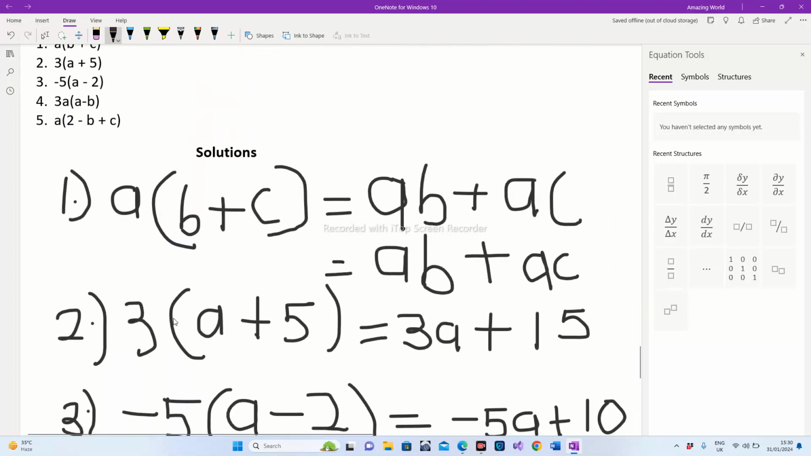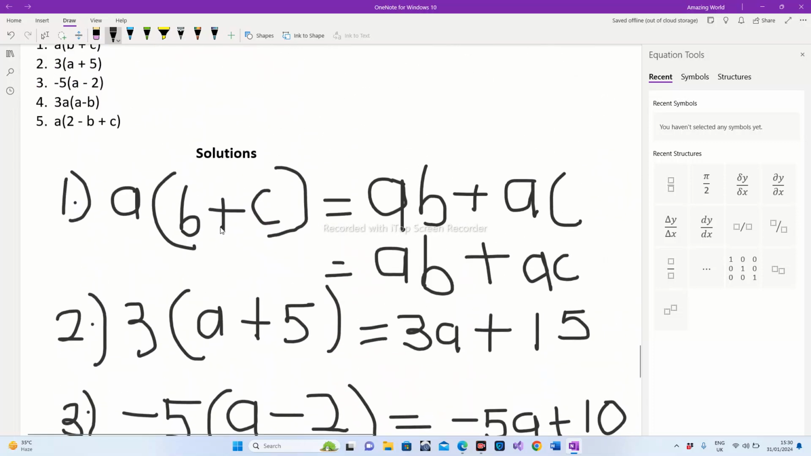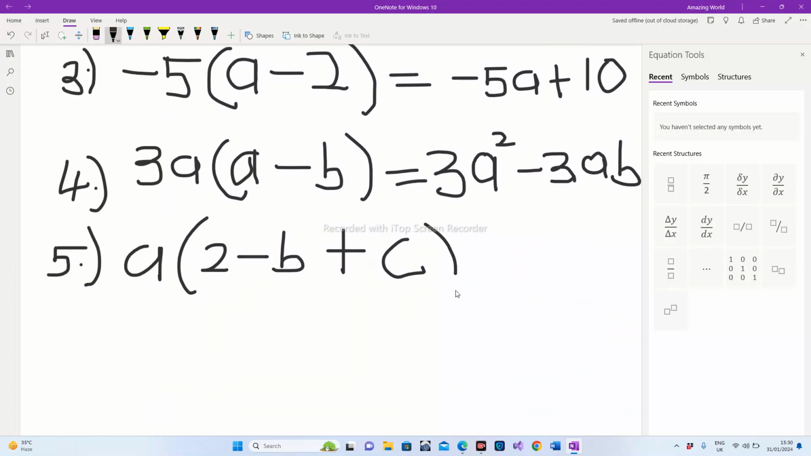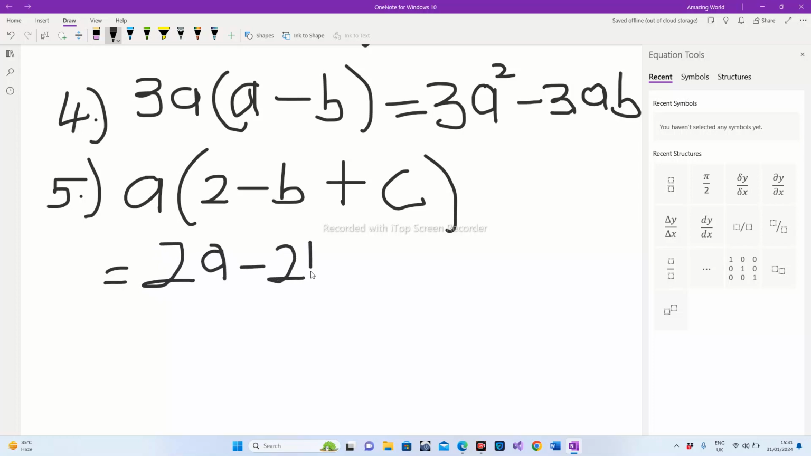So for our last exercise, we will have a bracket 2 minus b plus c, 2 minus b plus c. Okay, so doing it the way we have been doing everything else, a times 2, this will give us 2a minus 2b.